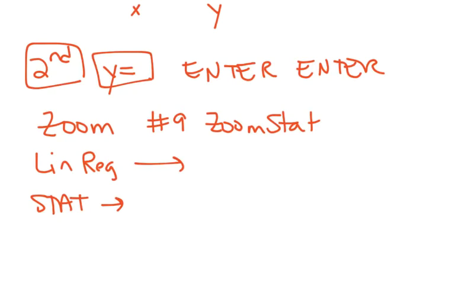You're going to arrow 1 to the right to Calc. And then number 4 is LinReg. Depending on which type of calculator you have, some of you may get a whole list of things, and some of you, it just says LinReg at the top. So either press enter once or press it several times, and then the equation pops up.